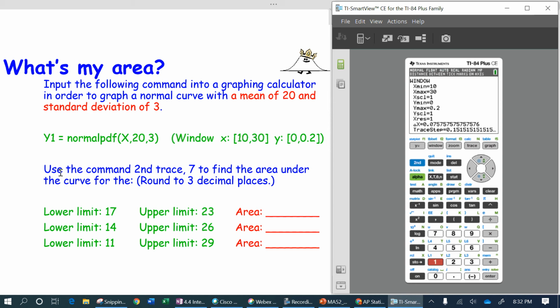And it says next, we're going to graph it. So we're going to go ahead and hit Graph. And here we see our curve. Then it says to use the command 2nd Trace. So we're going to do 2nd and Trace, and that's going to calculate. And we're going to choose option number 7, because that's going to help us to find the area under the curve. So we're going to go ahead and hit enter on option number 7.